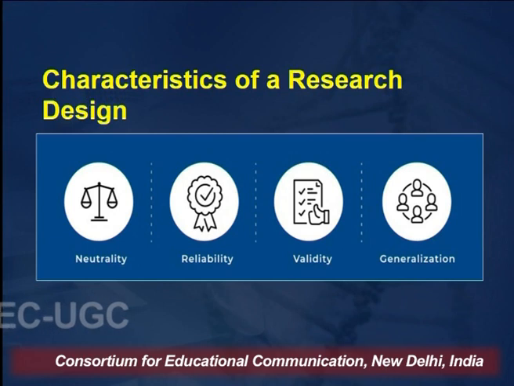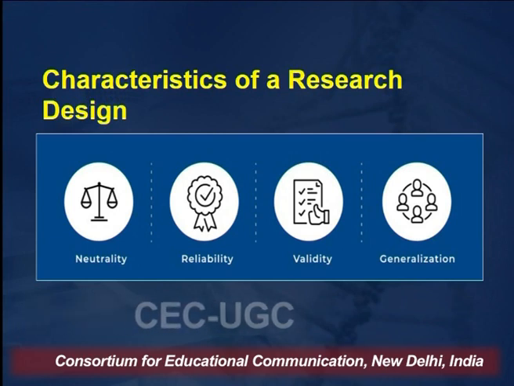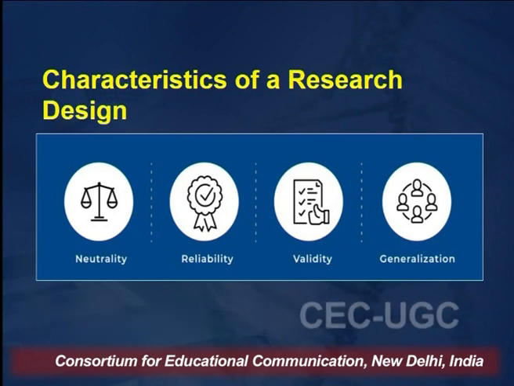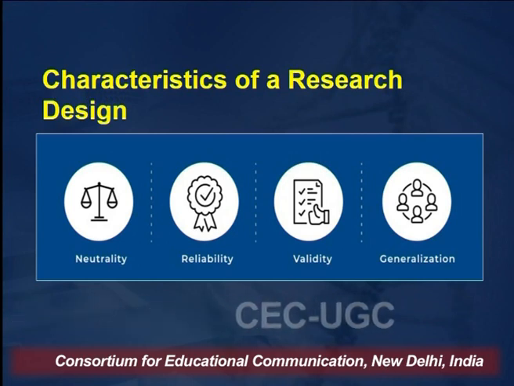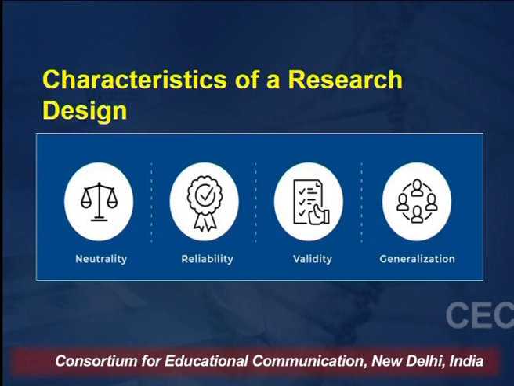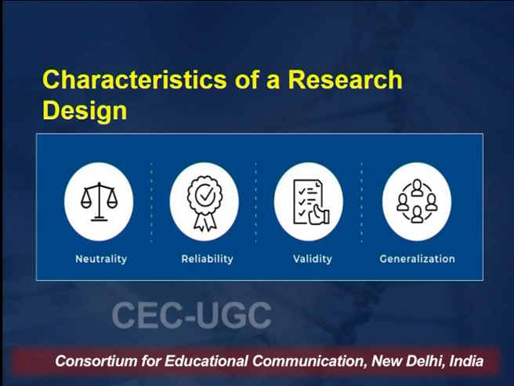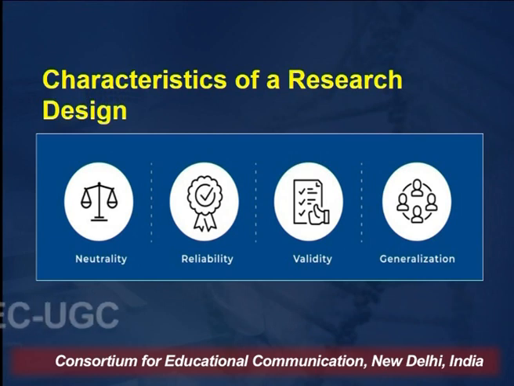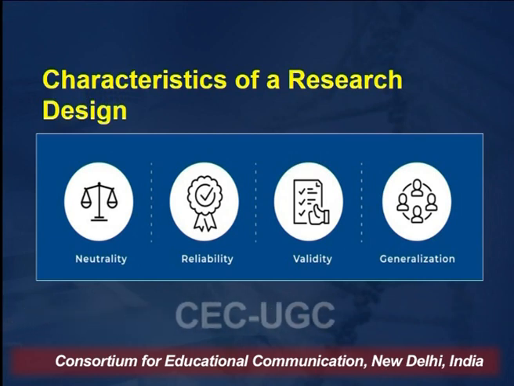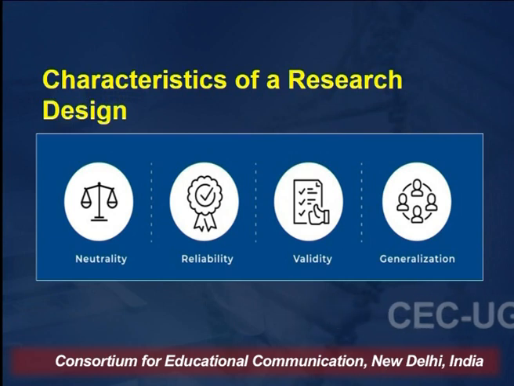Now looking at the characteristics of a research design, the four important characteristics of the research design are basically the validity, the reliability, the generalization as we say, and then again the authenticity, and neutrality. So neutrality, when we talked about the different aspects of research design, we said that it reduces the bias and the errors. So neutrality is a very important point.